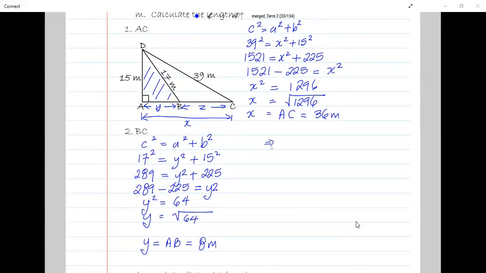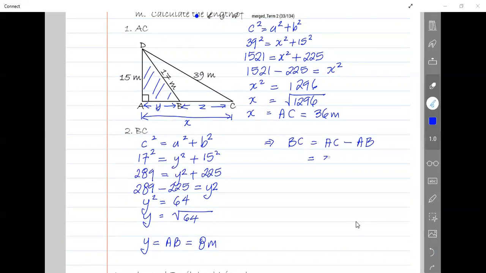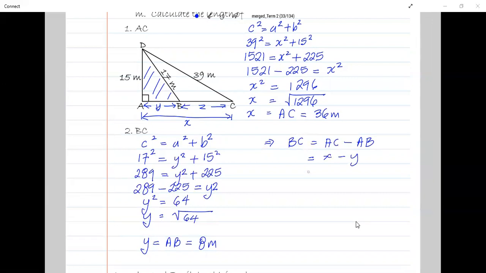So finally, BC is equal to AC minus AB, which is X minus Y, which is 36 minus 8. The length of BC is 28 meters. The length of BC is 28 meters.